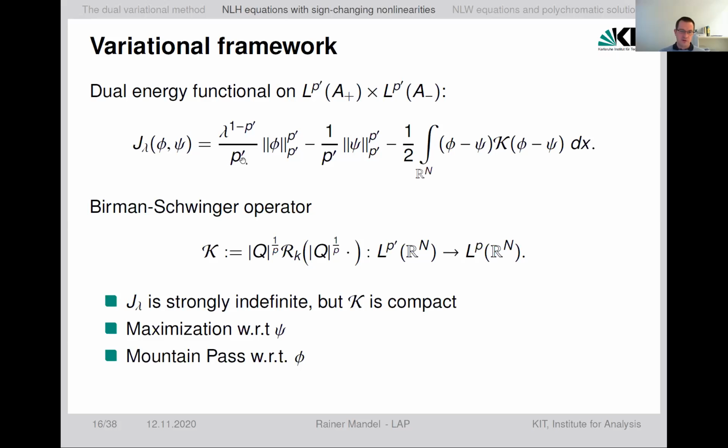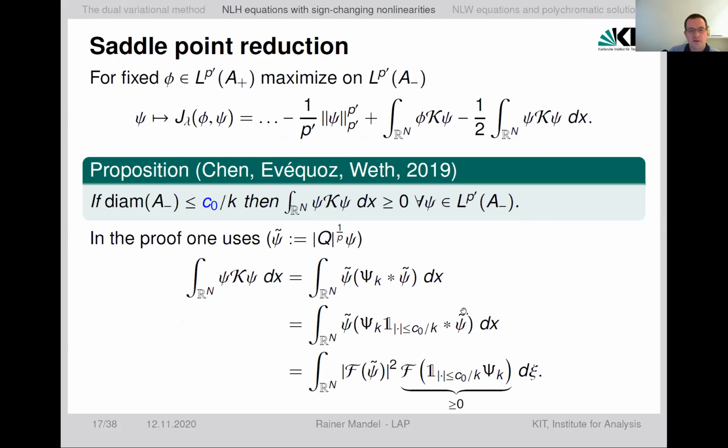As I said before, what can we do with this functional? If you look at this functional for a couple of hours or days or weeks, as we did, then you realize that it could be a good approach to use maximization with respect to psi and the mountain pass theorem afterwards with respect to phi. And let me briefly explain how this works. So you fix phi first and you consider maximization.